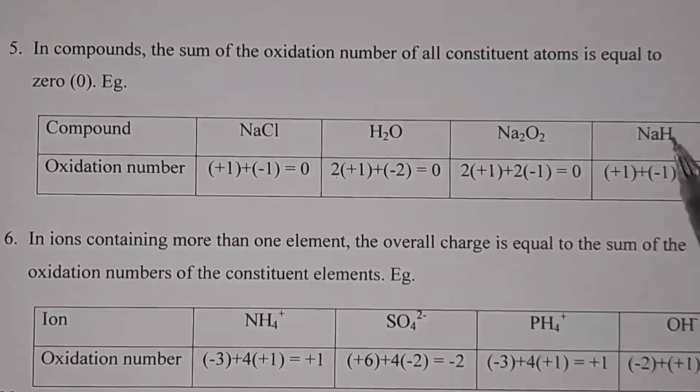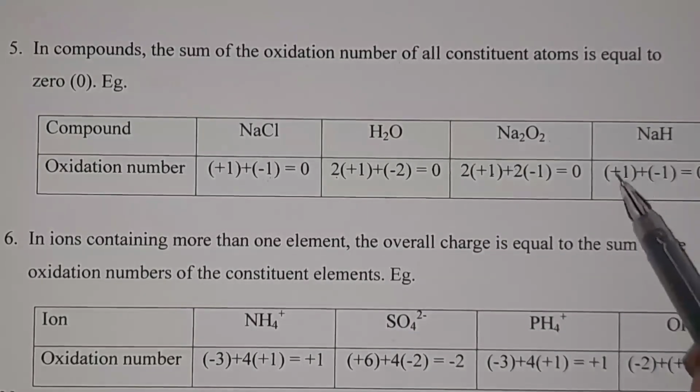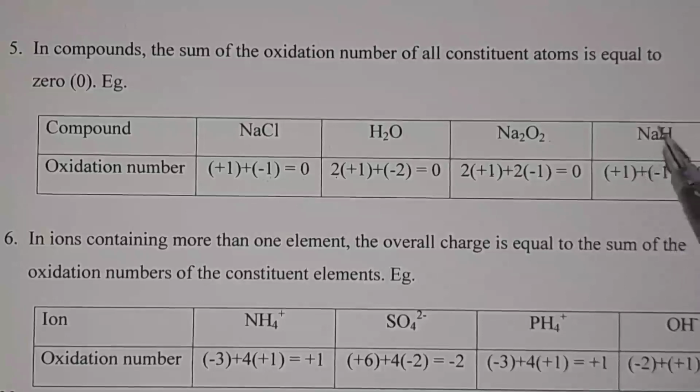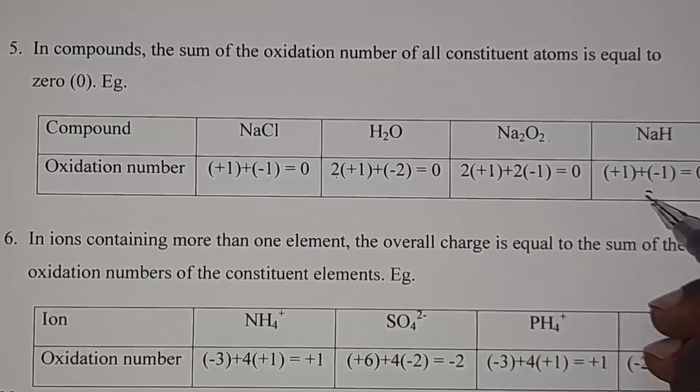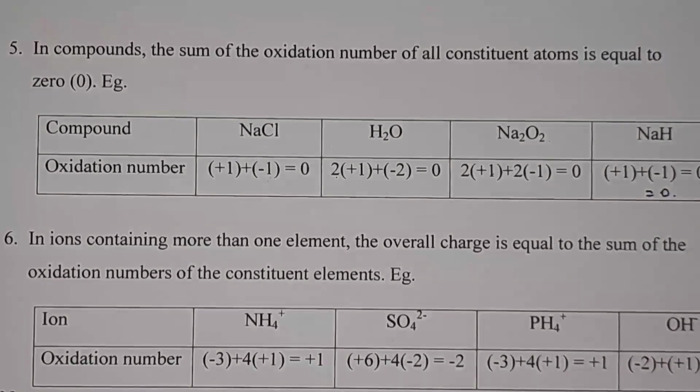Then lastly, we have sodium hydride. Here we have sodium and hydrogen. Remember, sodium has an oxidation number of positive 1, plus hydrogen in metal hydrides has an oxidation number of negative 1. When you take positive 1 plus negative 1, we are going to get 0. We are going to get 0 as the oxidation number.